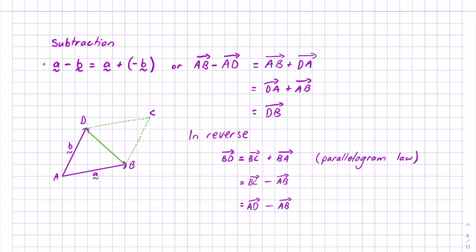I haven't put a direction there because in the first one I was talking about DB, in the second one I was talking about BD, so my direction did switch when I was doing those two examples. What we can clearly see though is it is the other diagonal of that parallelogram. So when we added we got AC, when we're subtracting we're getting BD or DB depending on which way we subtract.